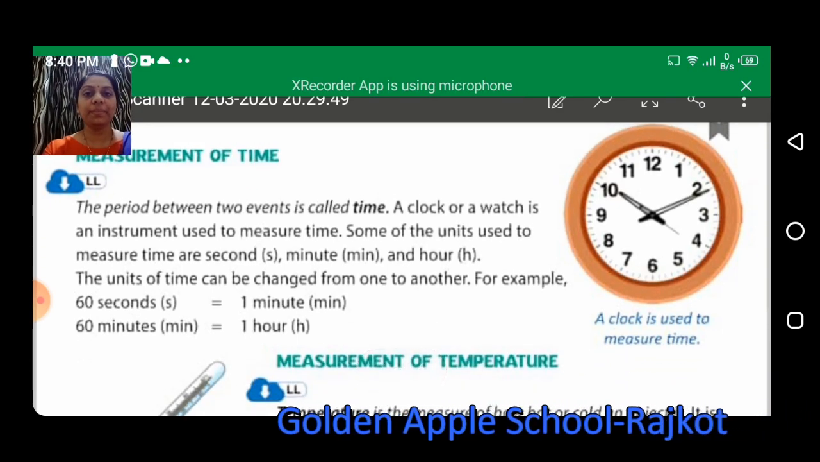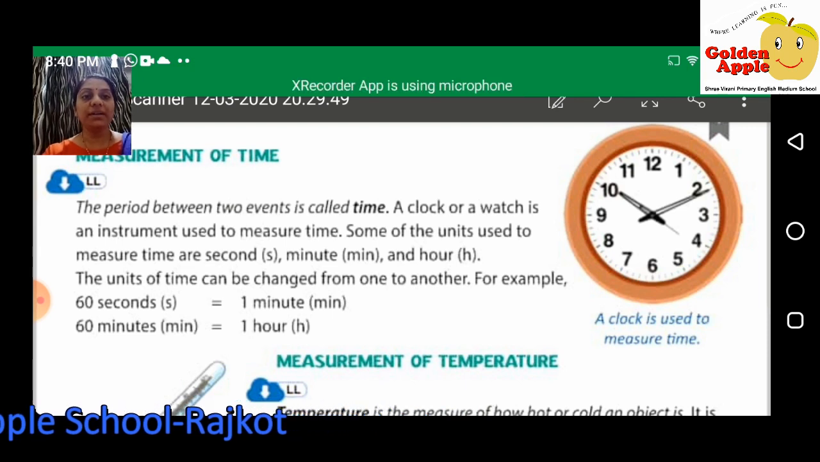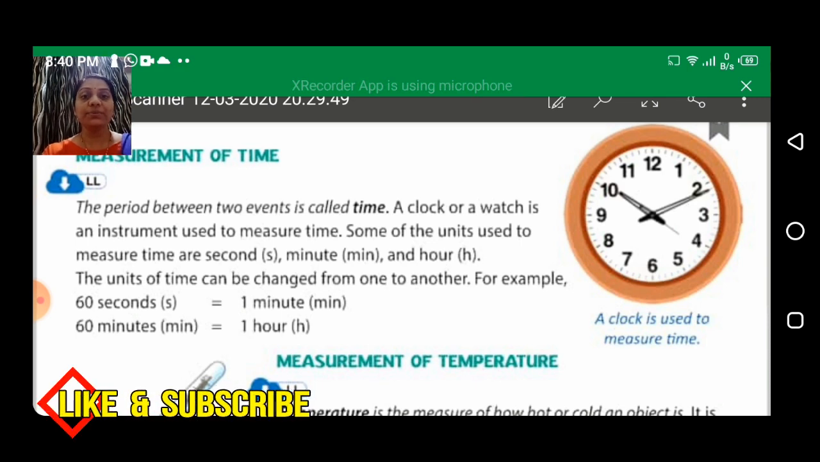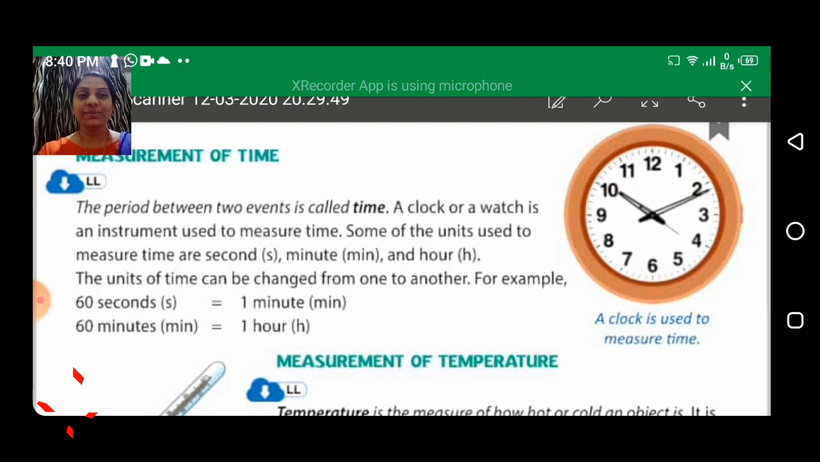Now measurement of time. The period between two events is called time. A clock or a watch is an instrument used to measure time. You all are waiting for the 10:30 break whenever you are at school. So we are measuring time in seconds, minutes, hours. These are the measurement units of time. You are coming to school at 7:30. Your departure time is 1:15. So we are measuring time, 1 o'clock and 15 minutes. So hour, seconds and minutes are measurement units of time.